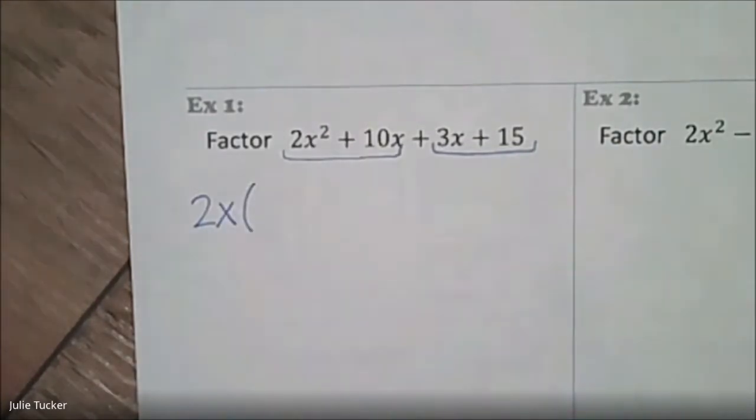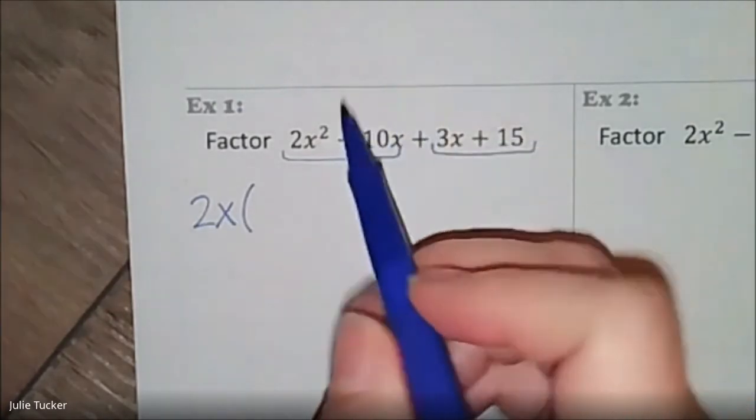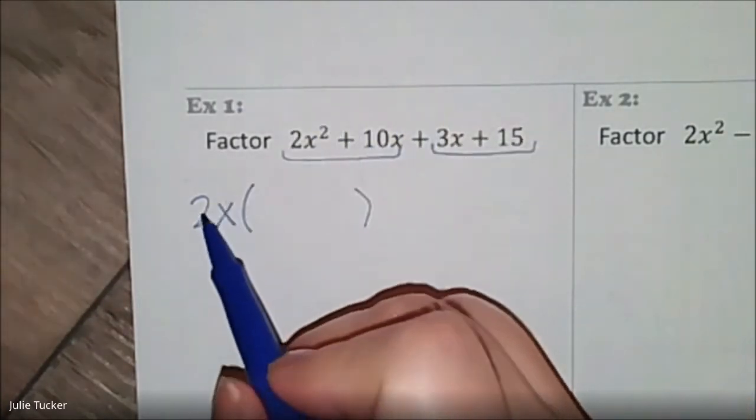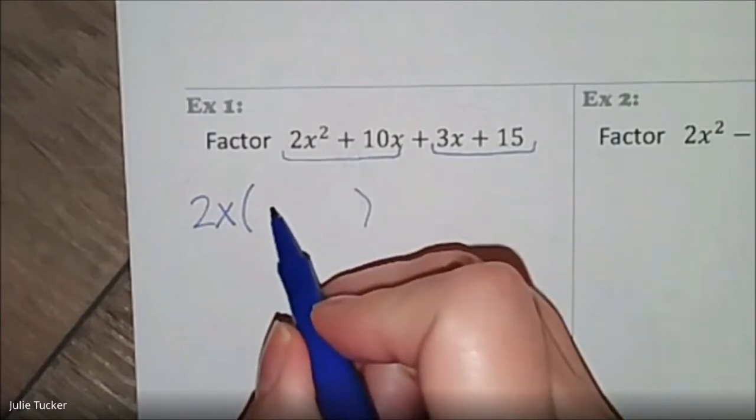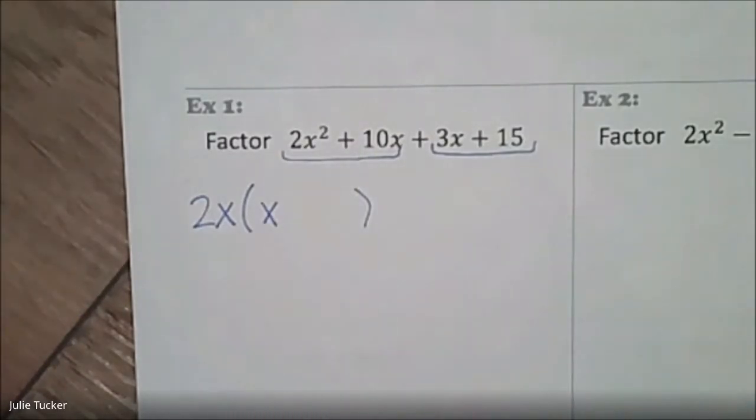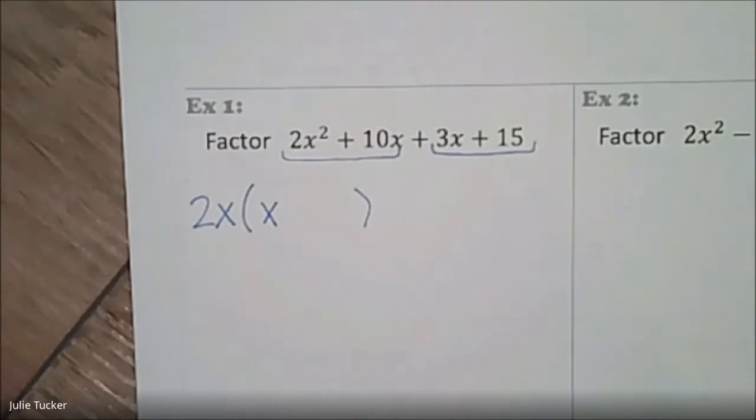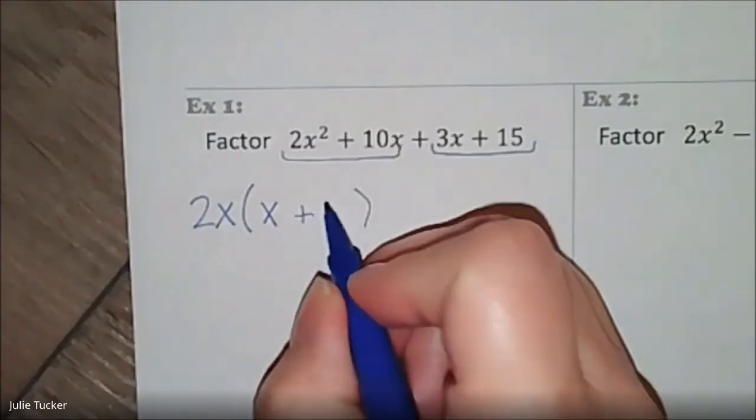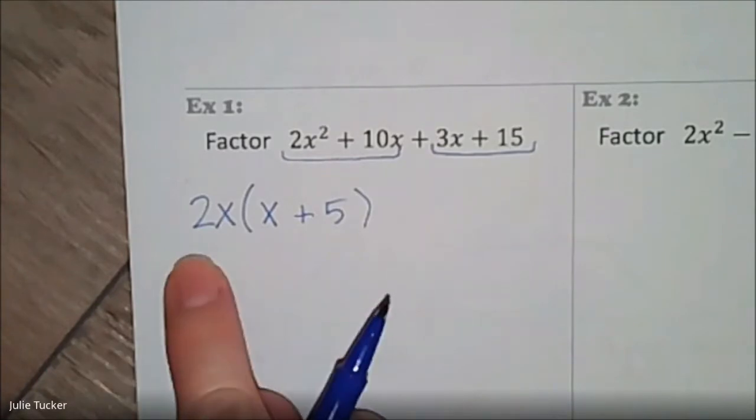So this is kind of like the reverse of distributive property. You're going in reverse from what you usually do with distributive property. So now you need to think 2x times what gave you the 2x squared? X. And then 2x times what gives you 10x? So we're going to put a plus 5 here. Okay. So that is the first cluster.